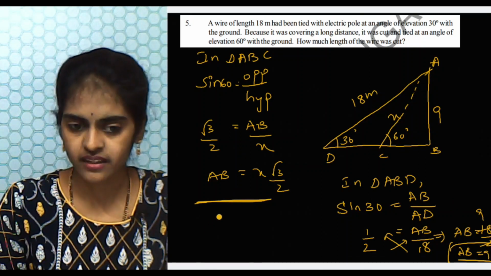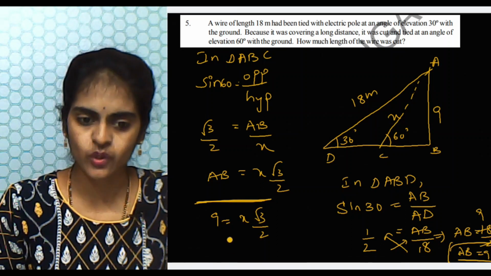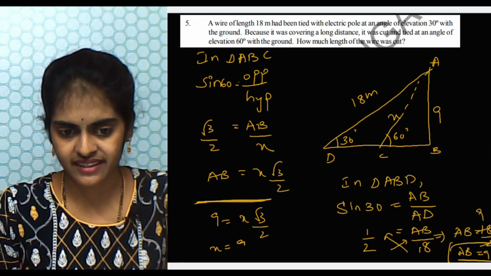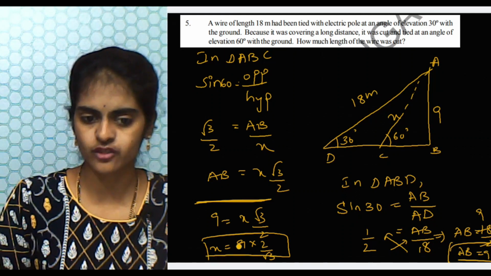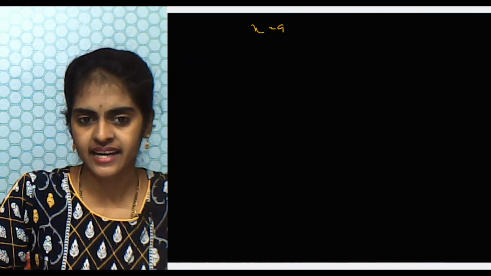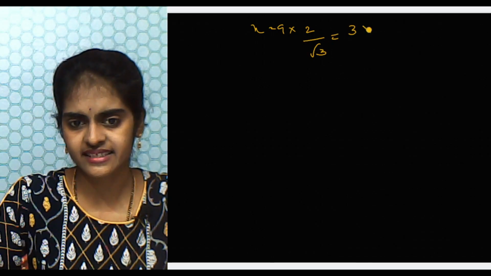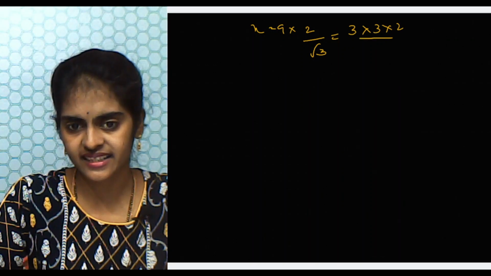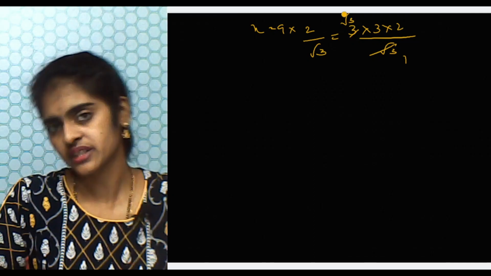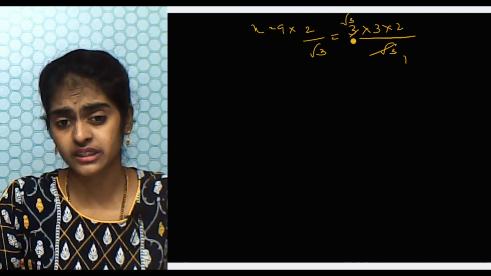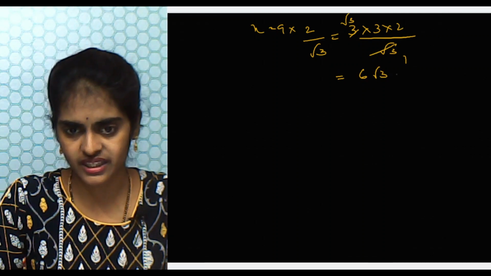Now just substitute here. 9 is equal to x root 3 by 2. So what is the value of x? x is nothing but 9 into 2 divided by root 3. If you write 9 as 3 into 3, divided by root 3, then root 3 times root 3 is 3, so you have 3 into 2 which is 6. So this is 6 root 3 meters.